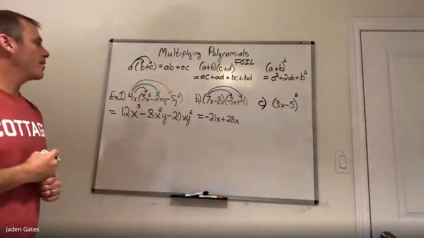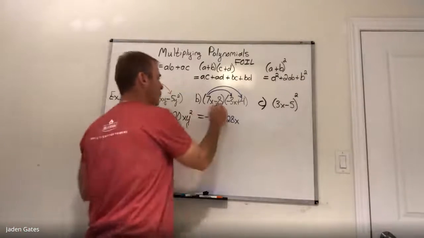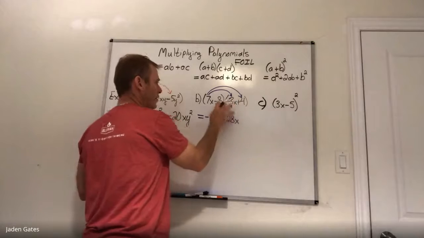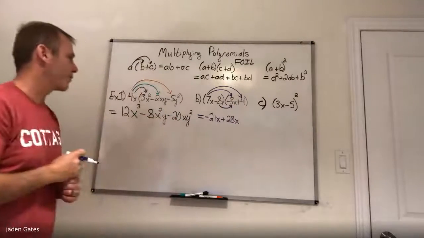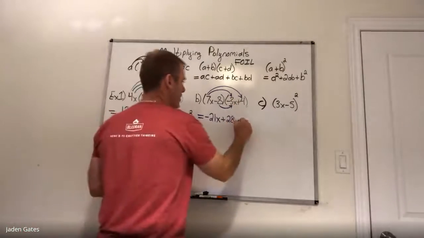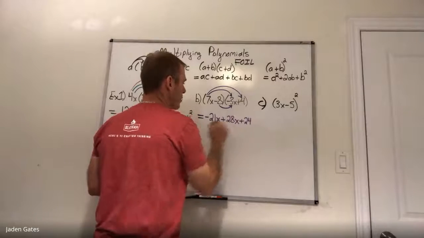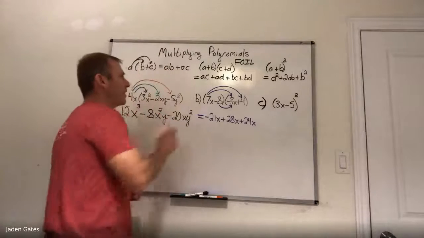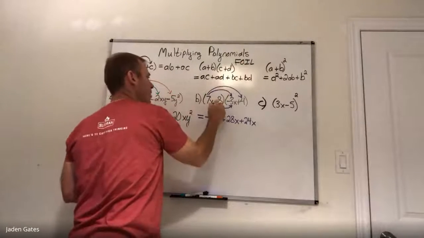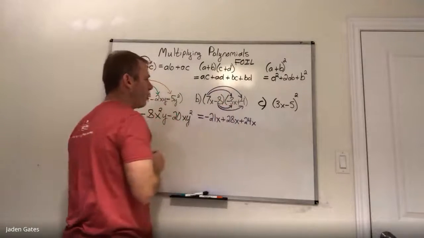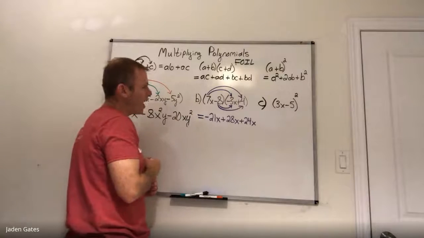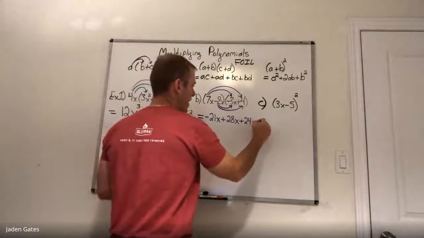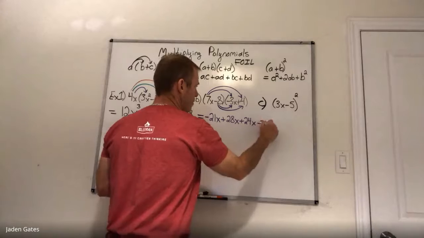All right, FOIL, we got 2 more letters to do. The inside ones. So these two are in the inside, negative 8, negative 3x. Negative times a negative is going to give me a positive, which is 24x. And then the last ones, the L, negative 8 times 4 is going to give me a negative 32.